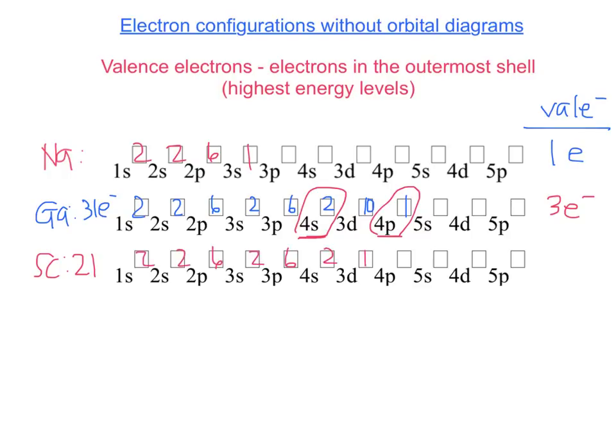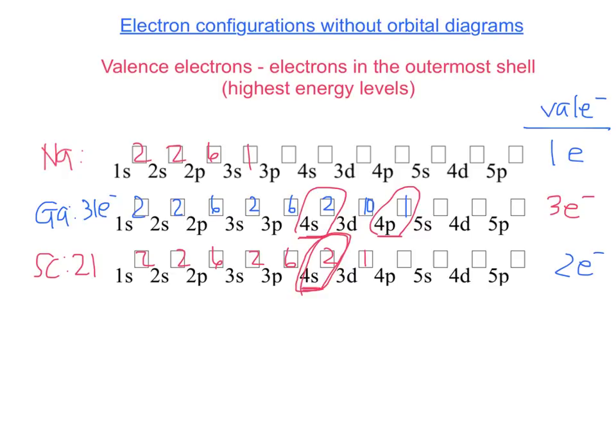The next one we have is scandium, which has 21 electrons, and its electron configuration is 1s2, 2s2, 2p6, 3s2, 3p6, 4s2, 3d1. Now we look at the highest energy level. Again, the highest energy level is 4. This is a 3, so we can't count that. Therefore, our valence electrons for this should be 2 electrons.